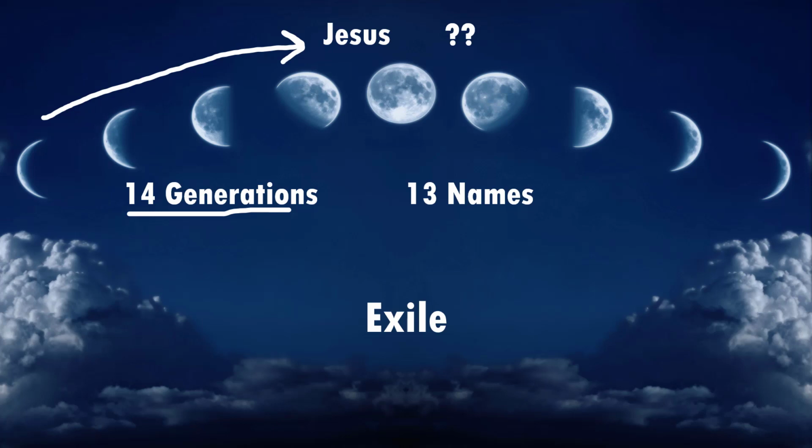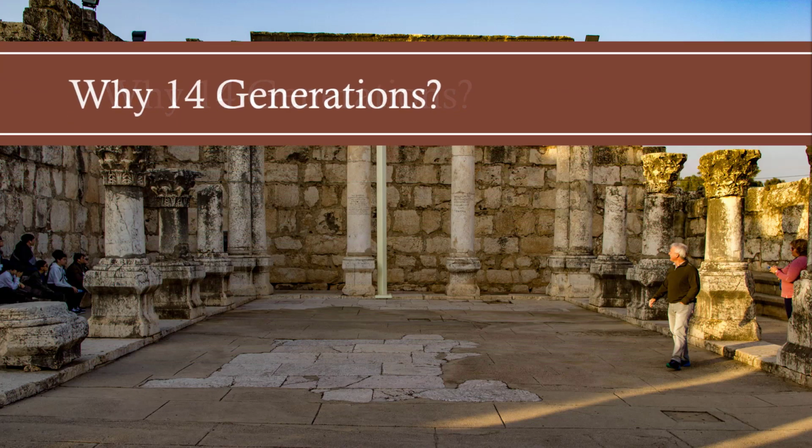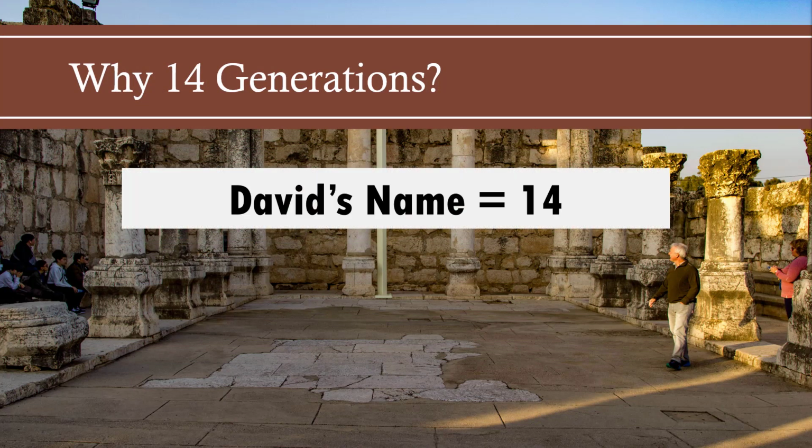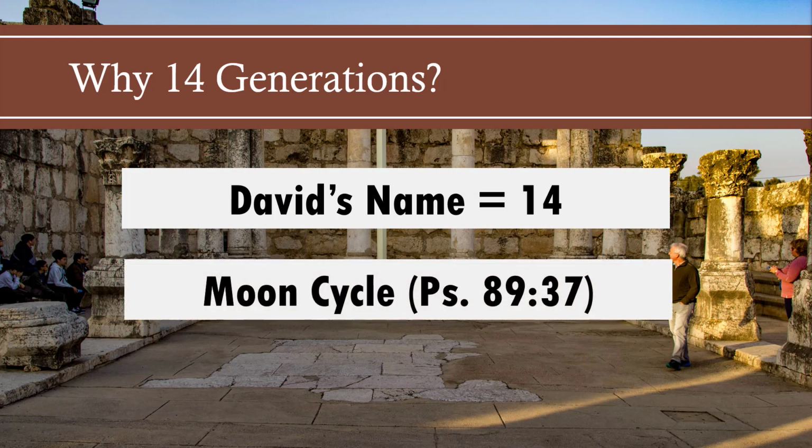So anyways, just a thought, and you'll have to go back and consider this, if it's the first time you've ever heard about the moon cycle and possibly this genealogy. So the two things: why 14 generations? Well, many scholars will come up with this one easily, David's name, 14. And then, of course, you have the moon cycle.